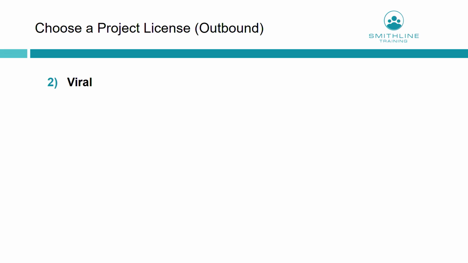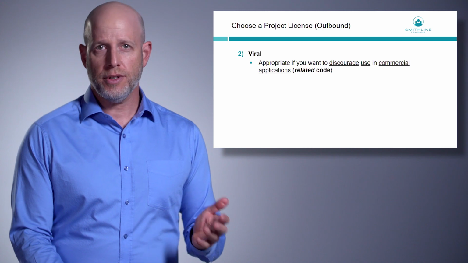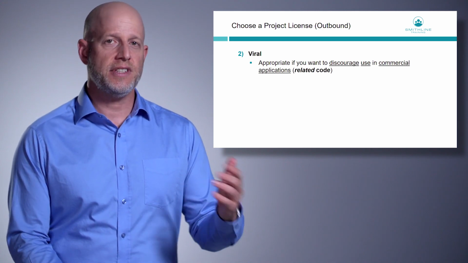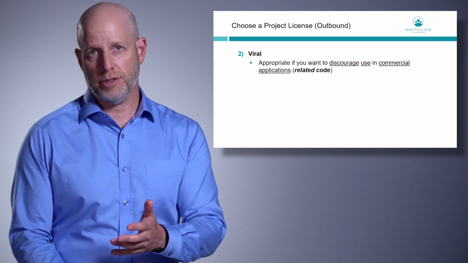So the second type of license you might choose is a viral license. Now, a viral license is going to be appropriate if you want to discourage use of the code you're releasing in a proprietary application. So for example, let's say you want to release this open source for the purpose of seeding a market for another application that you're going to release, which is a commercial application.